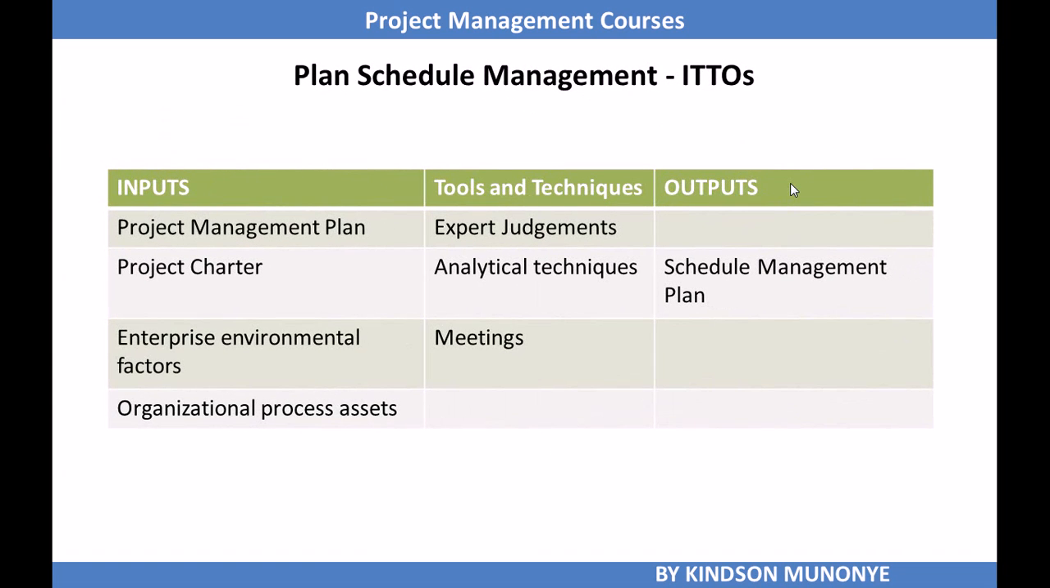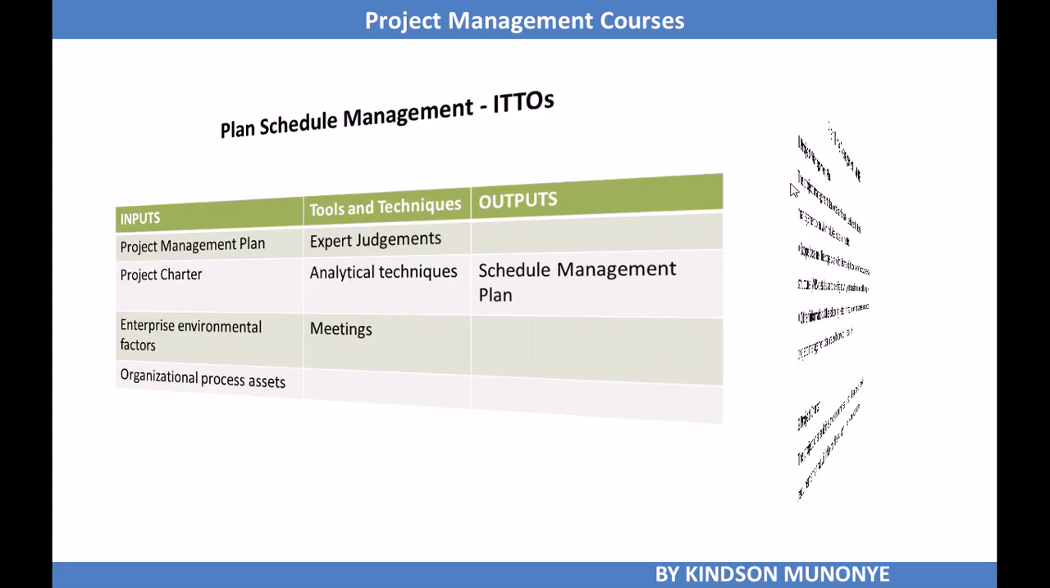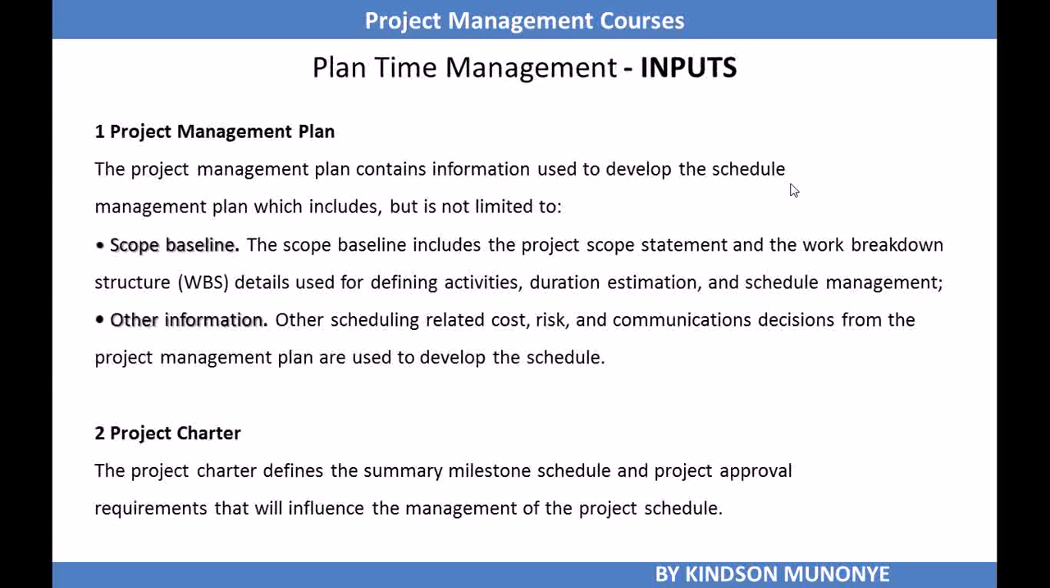Let's now take a look at the inputs, the tools and techniques, and the outputs of the plan schedule management process. We do need the project management plan, the project charter, enterprise environmental factors, and organizational process assets. These are the 4 inputs needed, and we have 3 tools and techniques: expert judgment, analytical techniques, and meetings. The plan schedule management process produces just one output, and that is the schedule management plan. Let's now look at these inputs and how they apply.